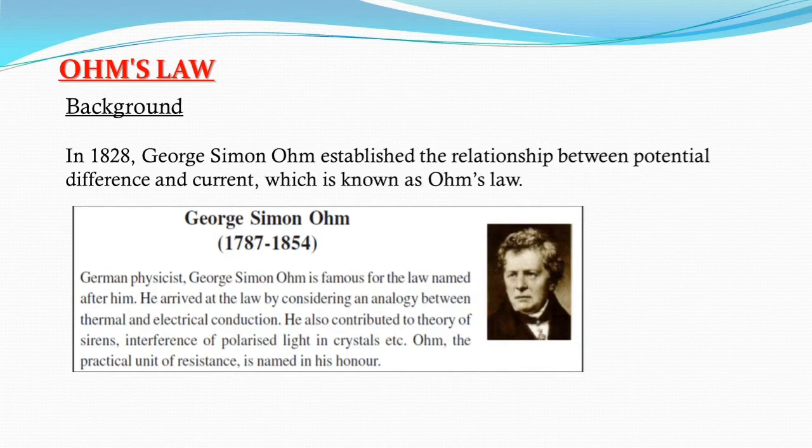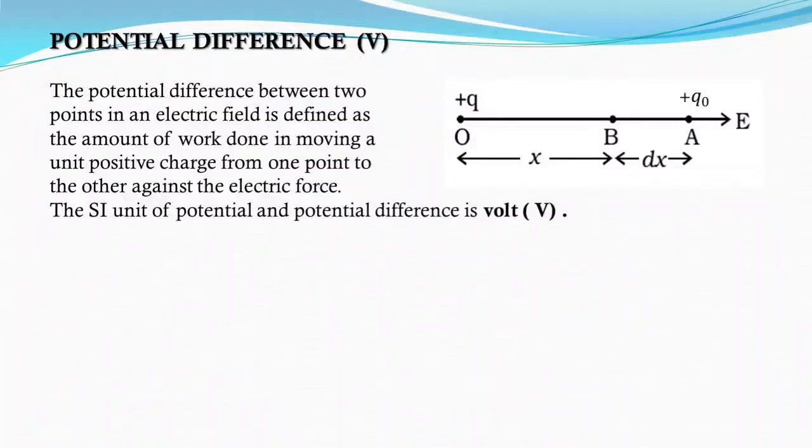So, let's talk about potential difference and current before going to this analogy. Potential difference. The potential difference between 2 points in an electric field is defined as the amount of work done in moving a unit positive charge from one point to other against the electric force. It is measured in volt and measured by an electric device called voltmeter.